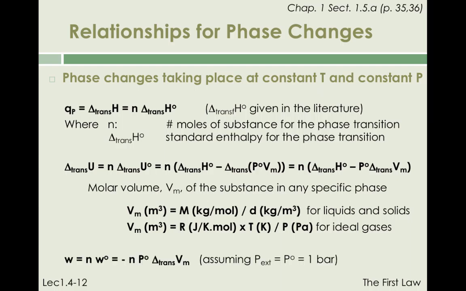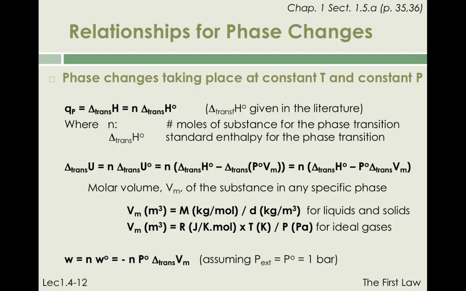Finally, to calculate the work, W, we will first calculate W0, the work for 1 mole of phase change, and then multiply W0 by n, the number of moles. The work for the phase change is the work associated with the change in volume of the system under constant external pressure, usually the standard pressure. So we write W as number of moles, n, times P standard times the change in molar volume between 1 mole in the final state, phase at the end of the phase transition, and 1 mole in the initial state, phase at the beginning of the phase transition.